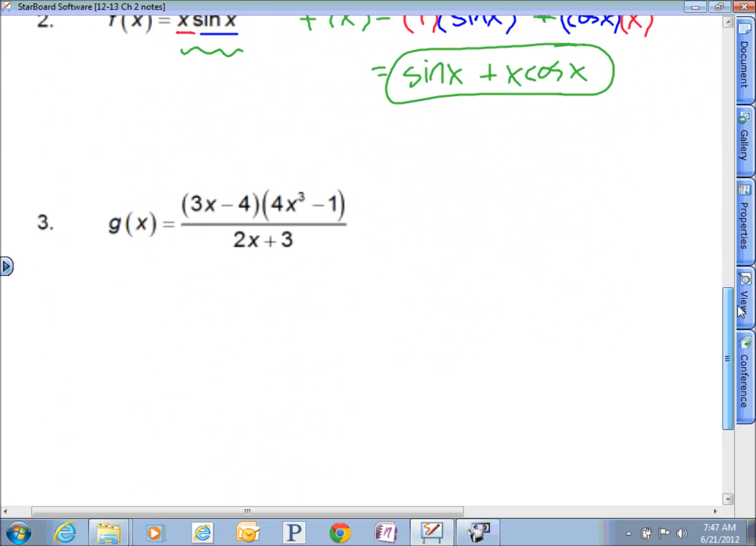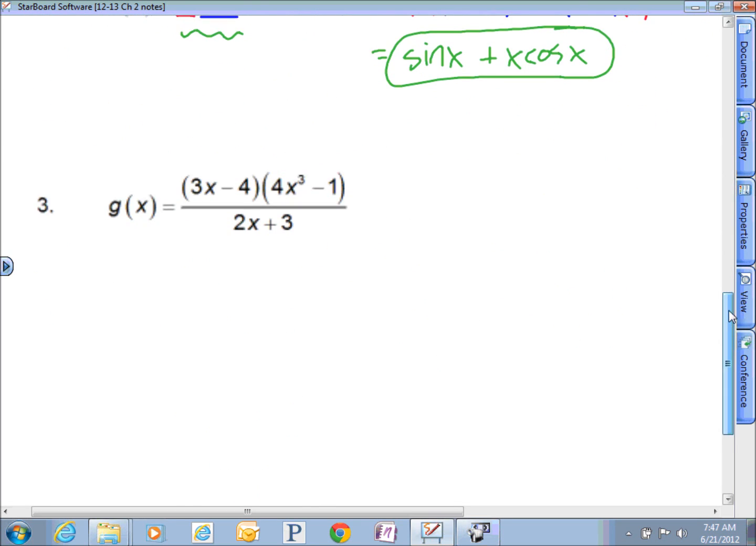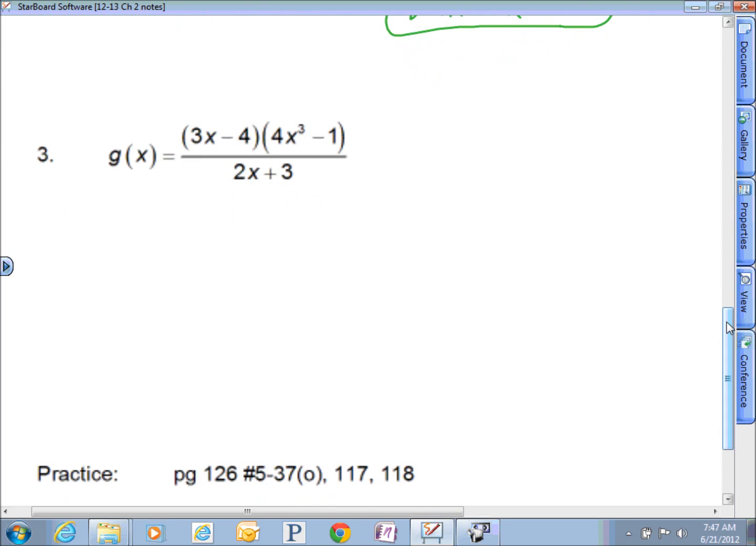So let's change the original, because as it is, what I see there is a fraction that happens to have a product in its numerator. So when you would do the derivative, you'd do the exact same thing. You would do the quotient rule, and when it comes time to take the derivative of the numerator, you'd have to do product rule. We don't want to do that.